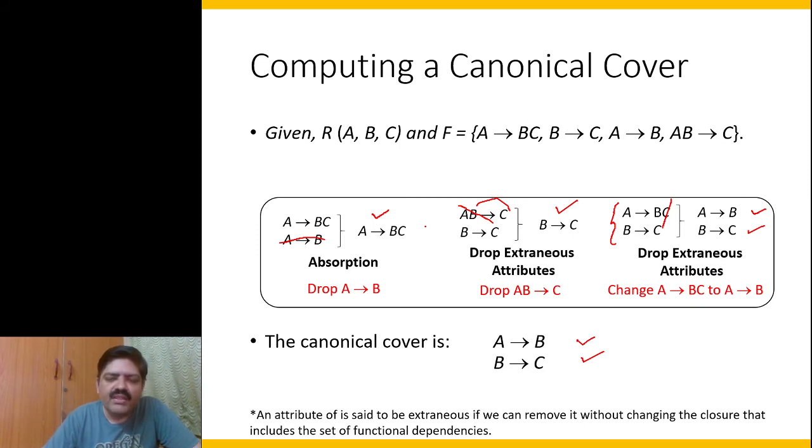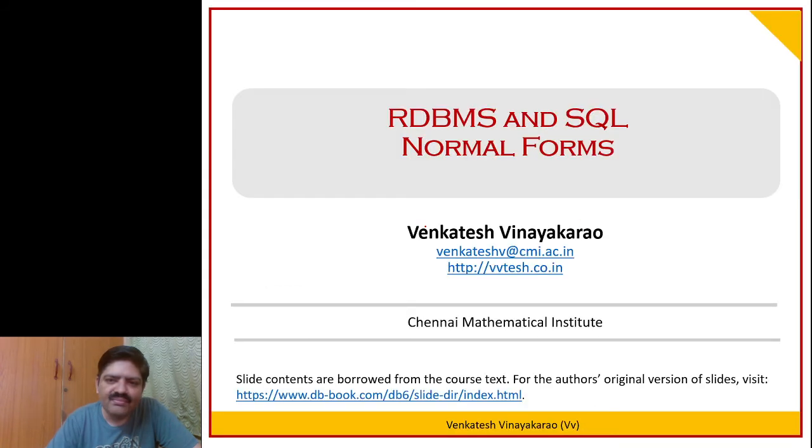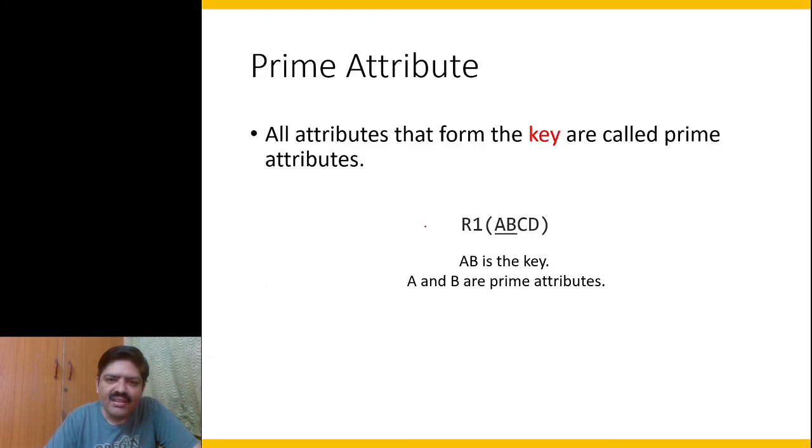Okay, so let's move on to discuss some normal forms. Let me refresh your memories again. All attributes that form the key are called prime attributes. I use this notation of underlining the attributes that are prime attributes. So in this case, A and B are prime attributes.